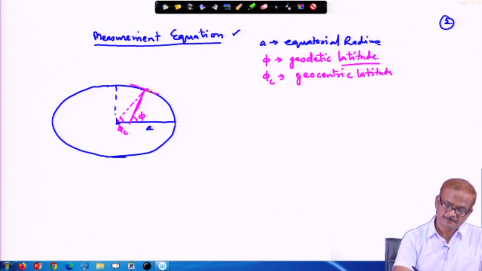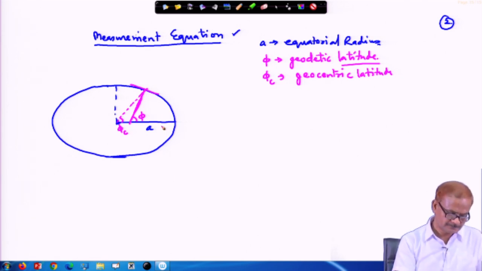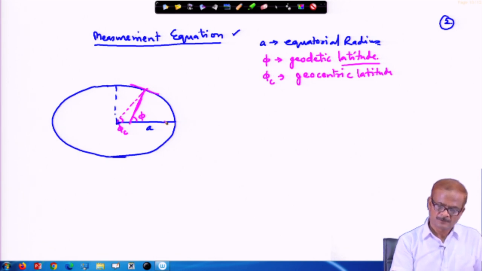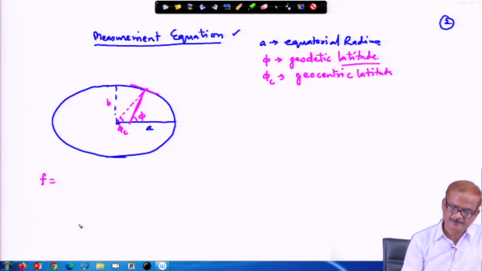Thereafter, it may happen that your ground station is not just located on the surface of the earth, but rather it is located somewhere at a certain height. So, if it is located at a certain height, the correction has to be given for that also. So, regarding the flattening of the earth, let us say this quantity we write as b, this is the polar radius.